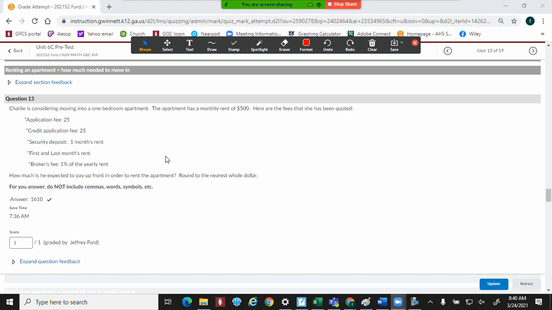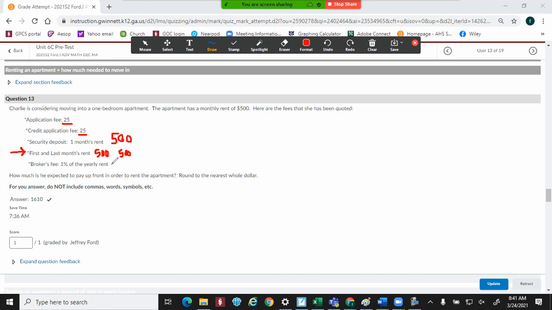All right. Charlie's considering moving into a one-bedroom apartment. Okay, so here is all the things that Charlie's going to have to pay to get into the apartment. So first off, we have the application fee, and we have the credit application fee. So that's already set for us. We don't have to do anything. The security deposit is 1 month's rent. So the rent is $500. So that means security deposit will be $500. He also has got to pay for both first and last month's rent. So that is $500 and another $500.